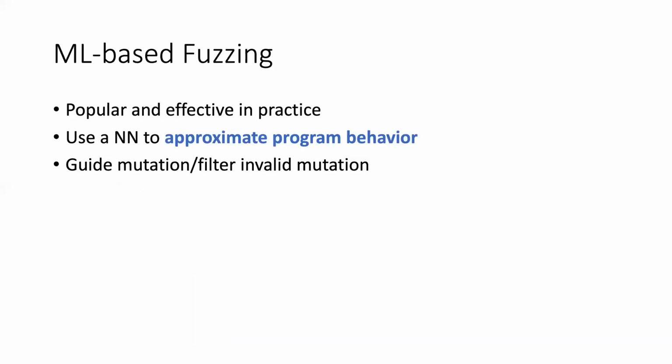To address these problems, a popular approach is to use machine learning-based fuzzing. Machine learning-based fuzzing uses a neural network to approximate certain program properties, such as branching behavior, then uses the neural network to guide the fuzzer to generate effective mutations or filter unpromising mutations.